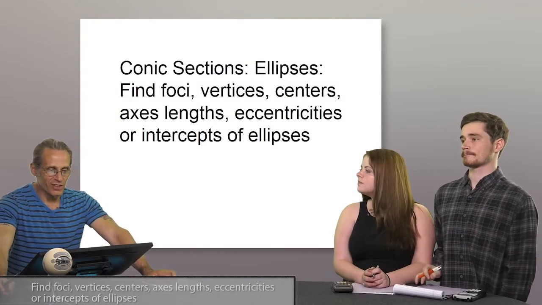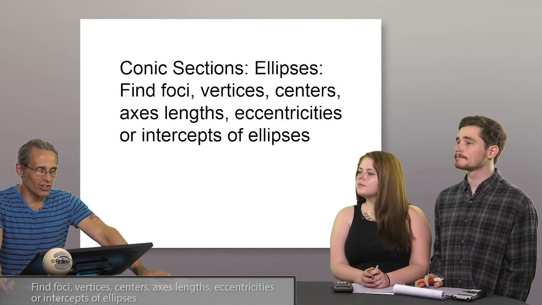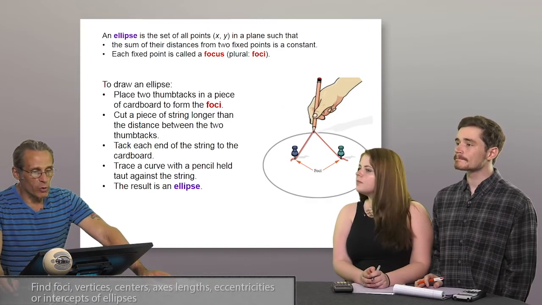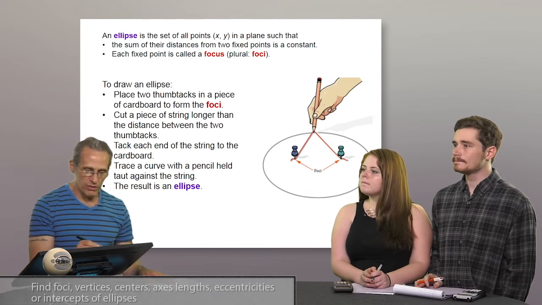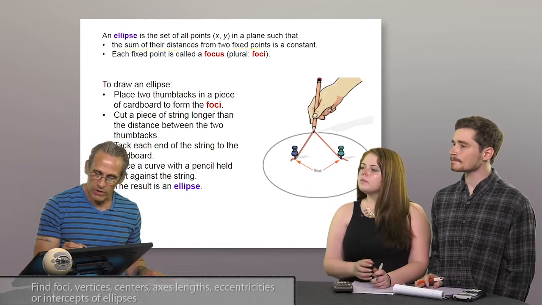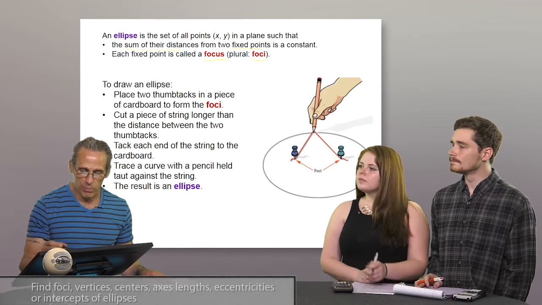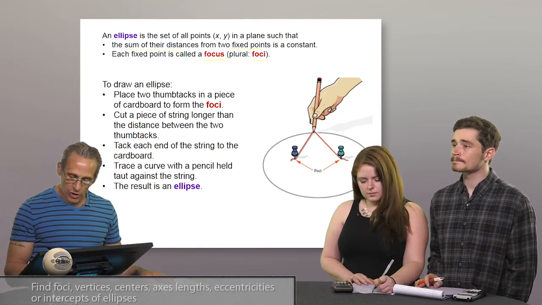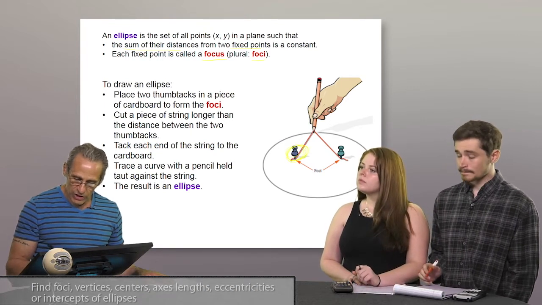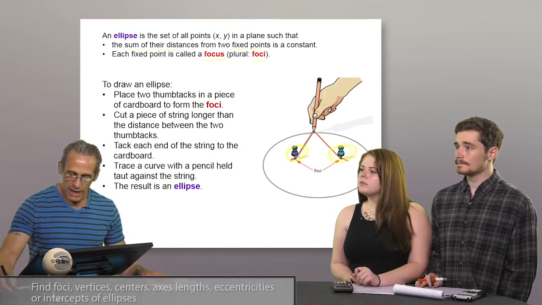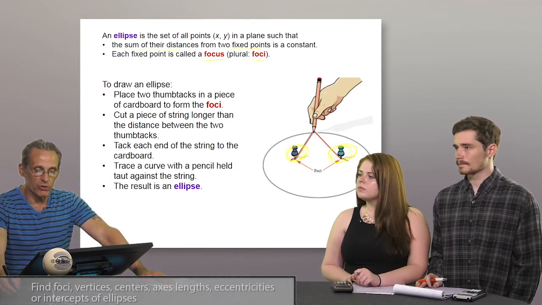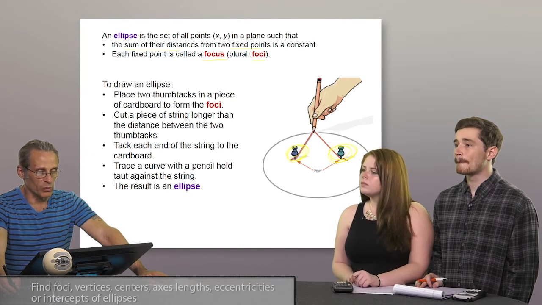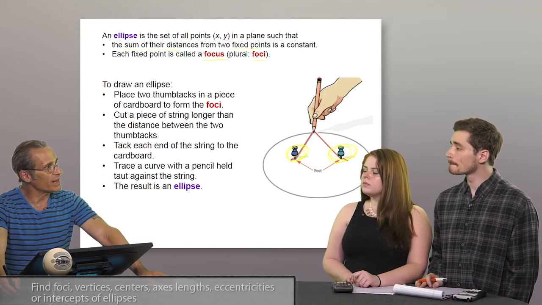Find foci, vertices, centers, axis lengths, eccentricities, or intercepts of ellipses. An ellipse, we know, is a set of all points in a plane such that the sum of the distances from two fixed points is a constant. And those two fixed points are called the foci. So to imagine the foci, imagine taking two points, which you see here and here, and creating a rubber band that simply goes from one point to another. And if you stretch the rubber band to its natural length and trace, you'll trace out an ellipse.